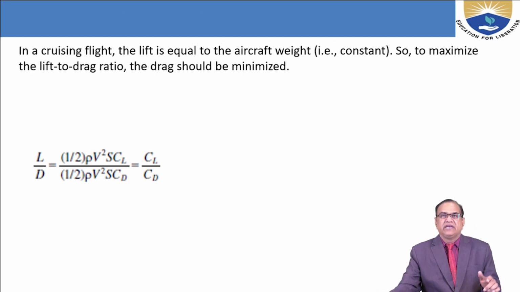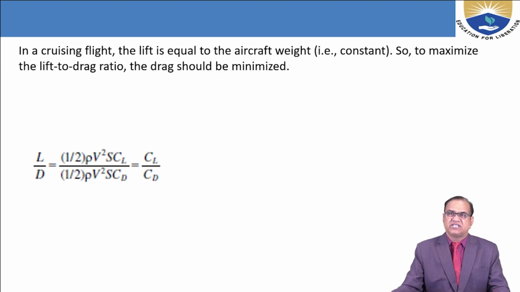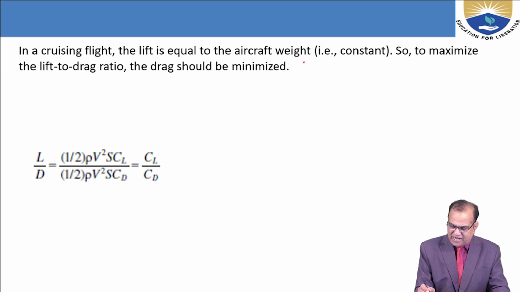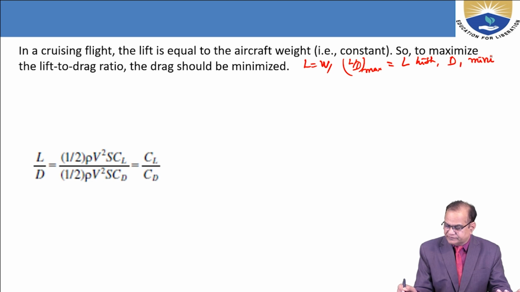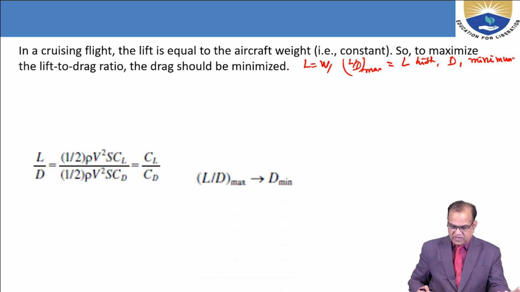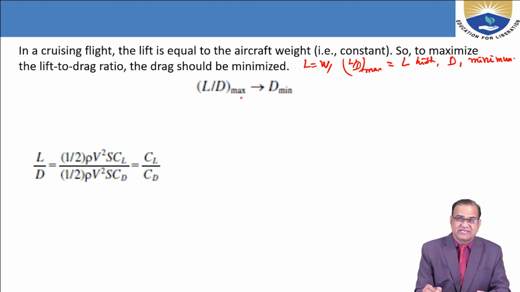So, in a cruise flight, the lift is equal to the aircraft weight. So, in the cruise flight, L is equal to W. So, to maximize the lift to drag ratio, the drag should be minimum. L is equal to W, so to have the maximum L by D, L should be high and D should be minimum. So, L by D should be maximum, so D should be minimum. That is the criterion, that the drag of the aircraft should be minimum.